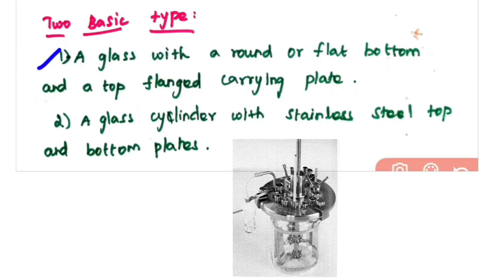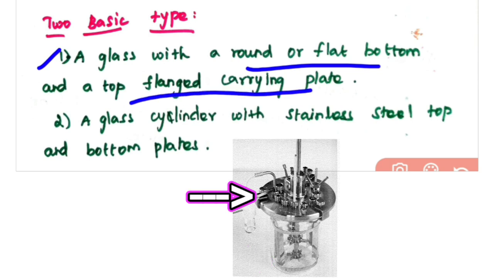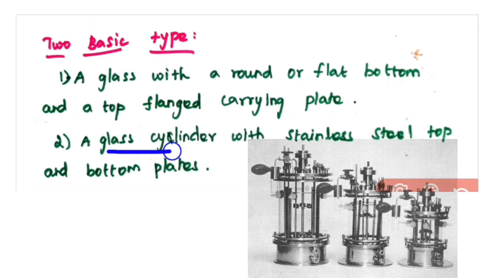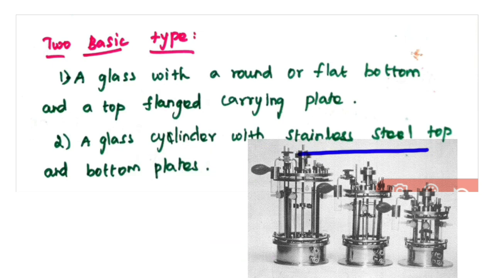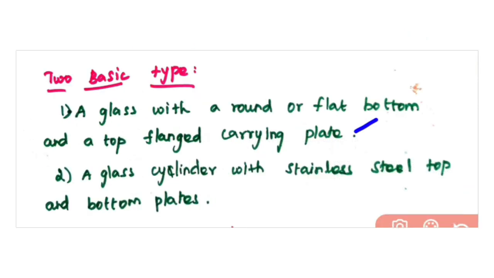One is a glass with round or flat bottom and top flanged carrying plate. Then second one is a glass cylinder with the stainless steel top and bottom plates. Okay, here your top and bottom are made up of stainless steel and your body is made up of glass. This model you can sterilize by autoclaving method.